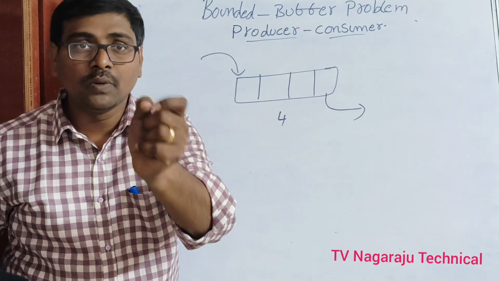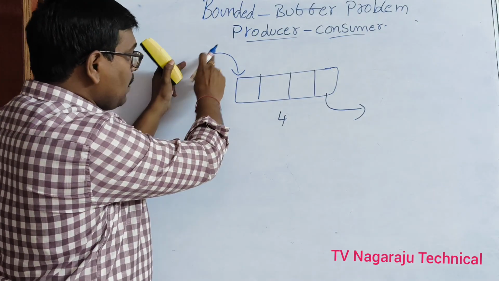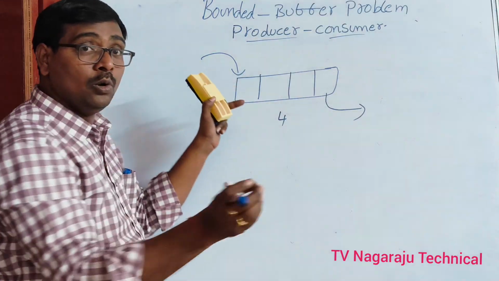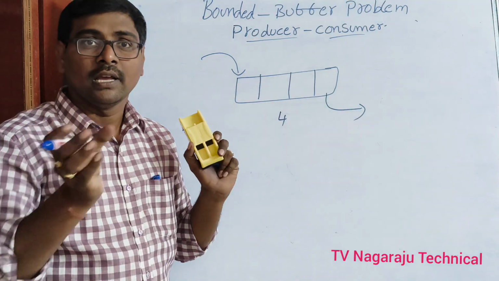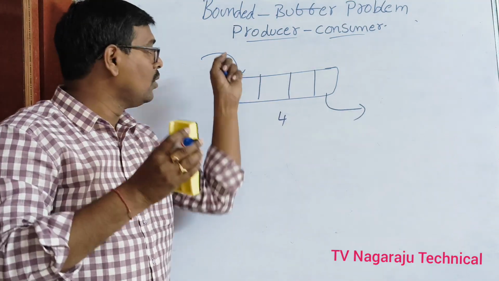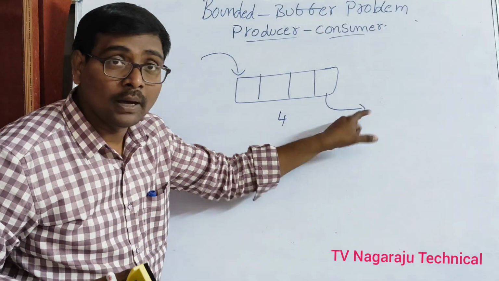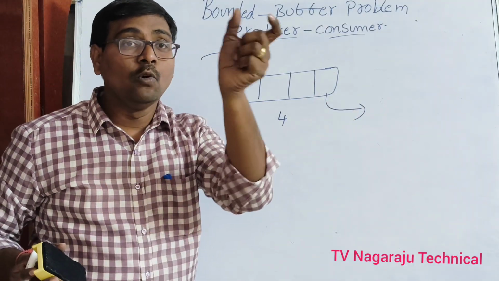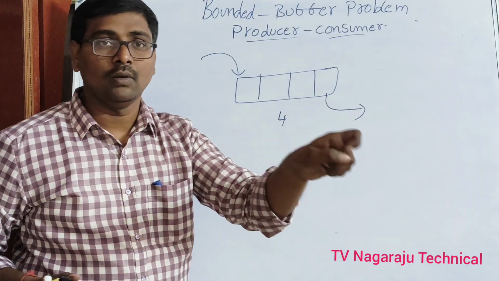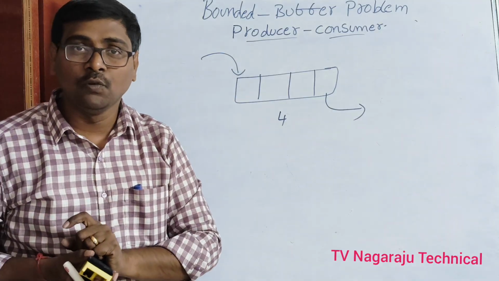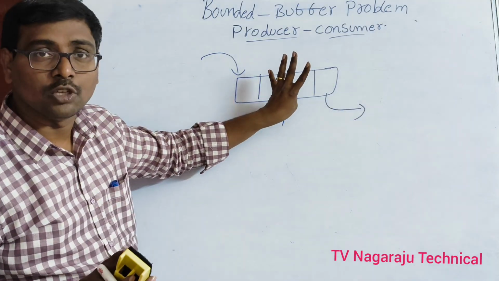Generally, what is the situation? The producer places the item into an empty slot. If the slot is free, then only it is allowed to insert the data. The consumer consumes the item only when the slot is full. Only when the slot is full. Okay, this is the general situation.